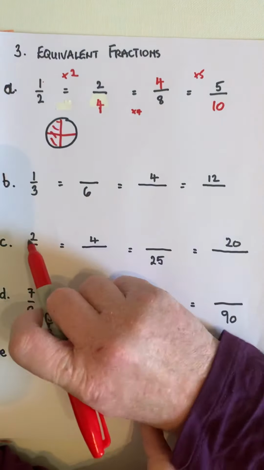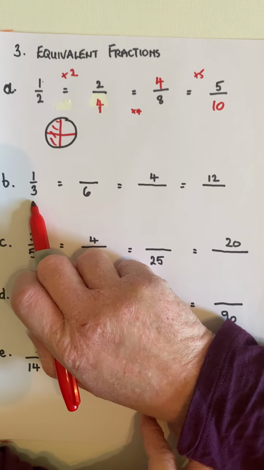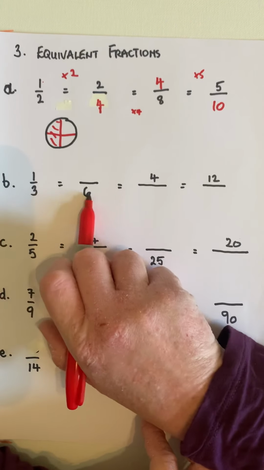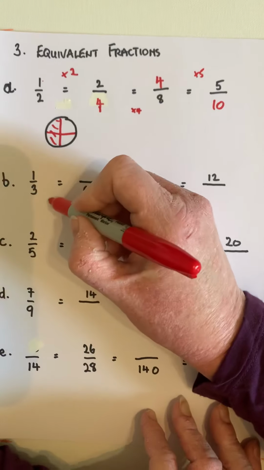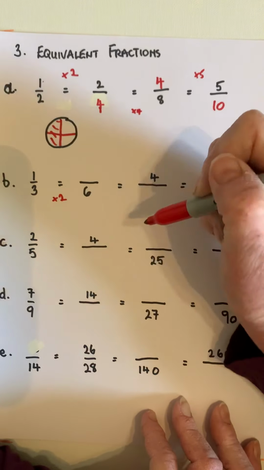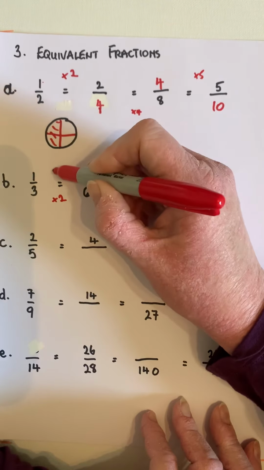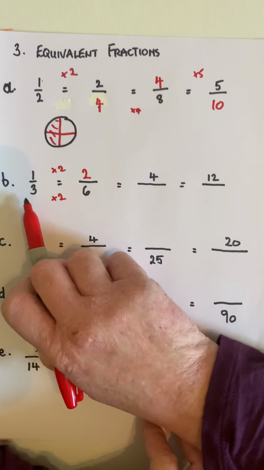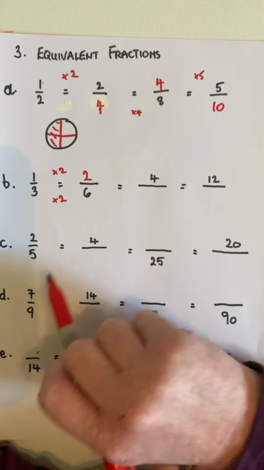All right. A third. How do I get from the 3 to the 6? I'm changing it from thirds to sixths. Well, 3 times 2 is 6. What I do to the bottom, I must do to the top. 1 times 2 is 2. So here we have equivalent fractions.